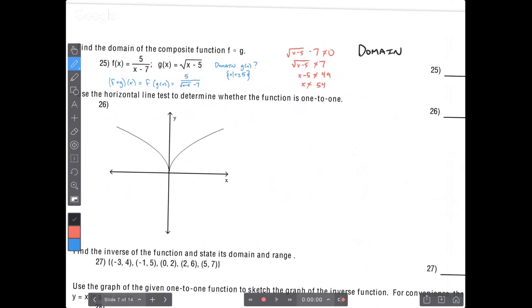of f of g is the set of values x such that x is greater than or equal to 5 and x is not equal to 54. Because if I plugged in 54, I'd get 54 minus 5, which is 49. Square root of 49 is 7, and 7 minus 7 is 0, and we're not allowed to divide by 0. Cool. There's my domain on number 25.